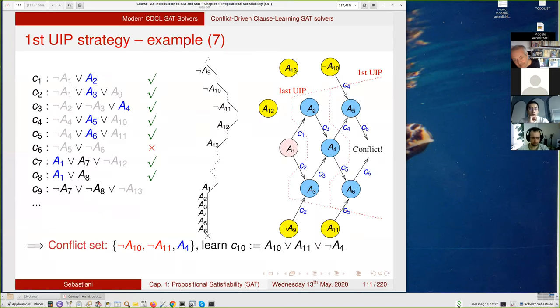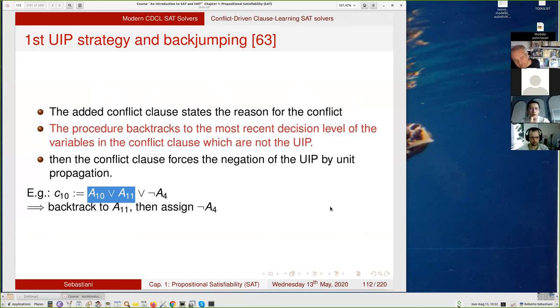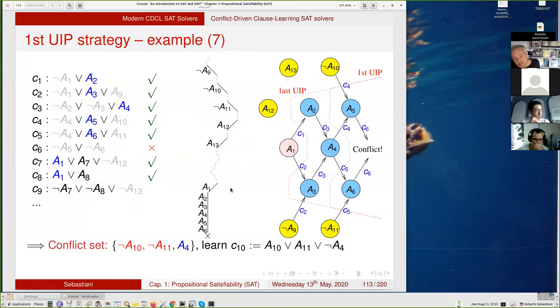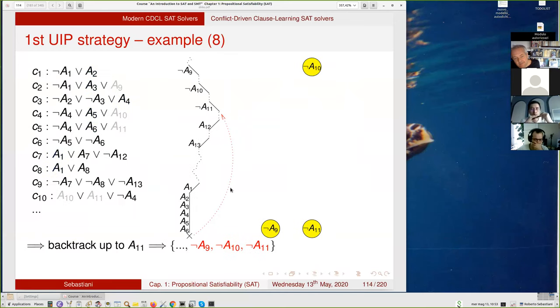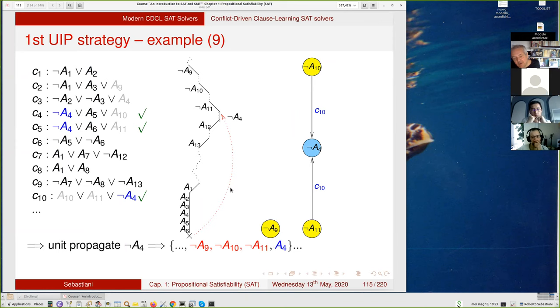Okay? You backtrack to A11, to this point, after the assignment, and then of course you will have to unipropagate not A4, right? Because after not A10 and not A11 are assigned, you are forced to assign not A4 based on this clause. So what happens is actually this. Do you see? You jump up here and then you unipropagate not A4.